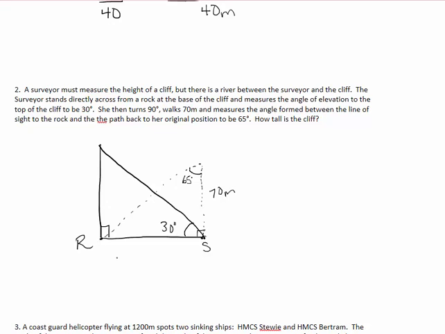So once you find RS, side length RS, using your 65, 70 meters and 90 degrees, then you'll have enough information in this triangle, let's call this A, to solve for the height of the cliff here. So sometimes you have to solve within a triangle that's not needed in order to solve for a measurement in a triangle that is needed. So I'm going to leave you with that to try and solve. Again, you have a 90-degree angle there, so trig ratios is going to be important.